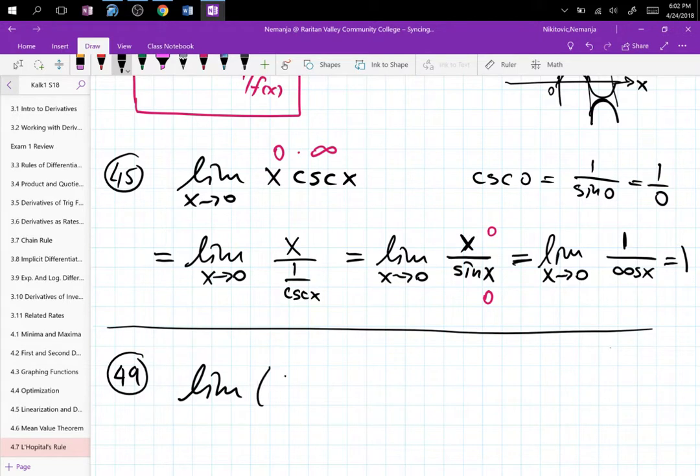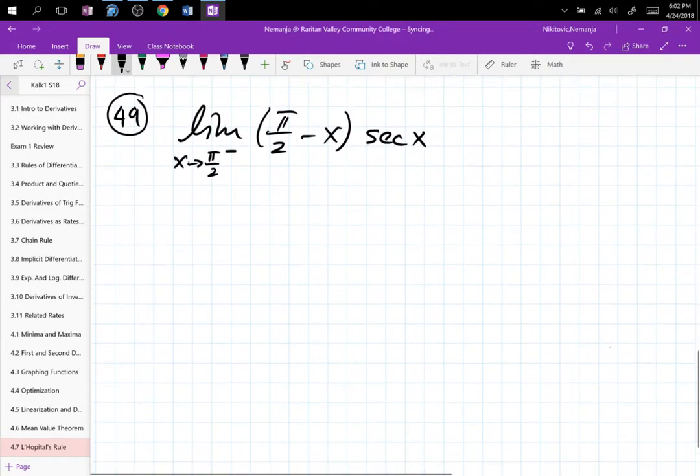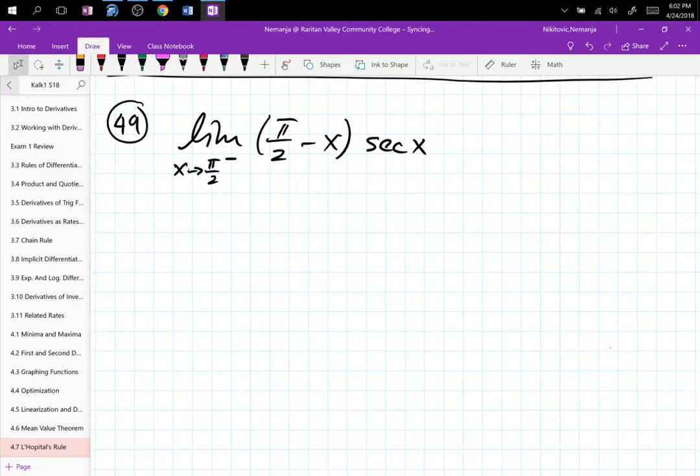Limit of pi over 2 minus x times secant x as x goes to pi over 2 from the left, so minus. So you know the drill. Test, and if you get 0 times infinity, take the cosine, flip it, use the identity.